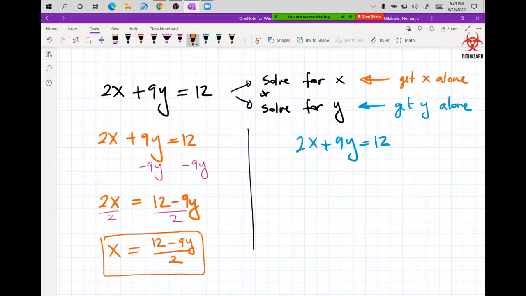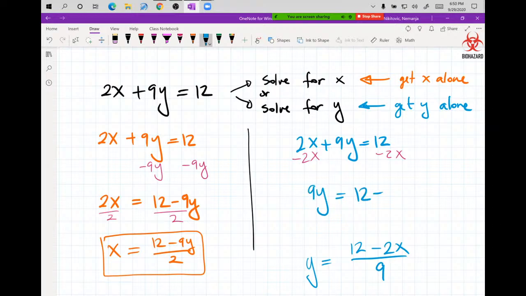Does anyone have the answer? Y equals, is it 12 minus 2x over 9? Excellent. Perfect. So the steps are exactly the same as before. You want to get y alone, so you have to get rid of x. So we're going to subtract 2x on both sides. And that is going to leave us with 9y equals 12 minus 2x.